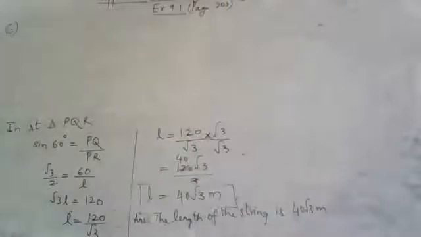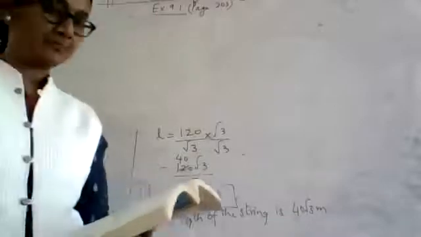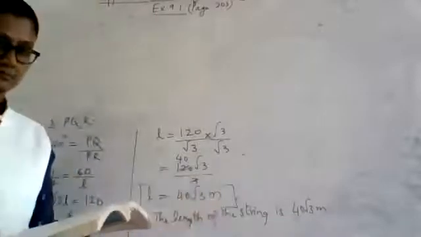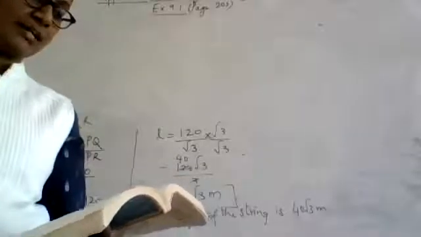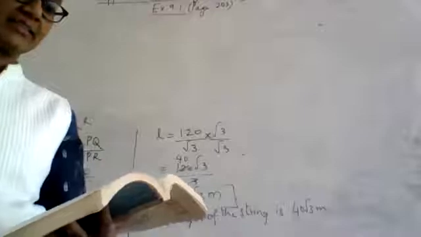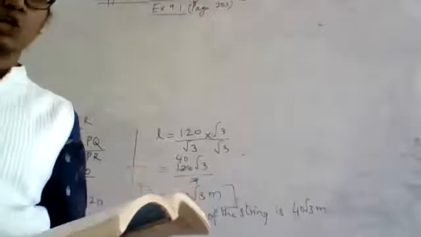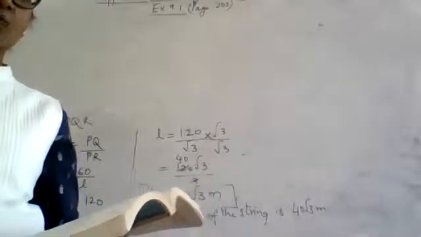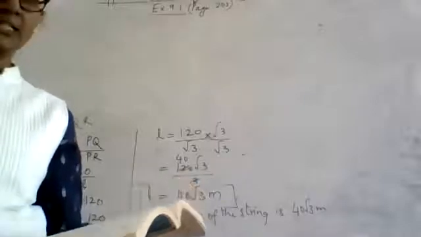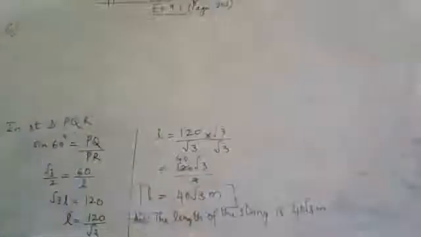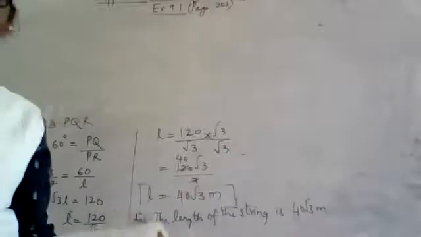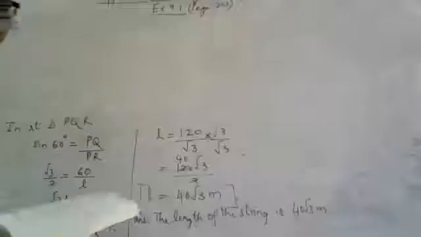Let us try to understand the problem. A 1.5 meter tall boy is standing at some distance from a 30 meter tall building. So you understand now the height of the boy is also given. That means you cannot avoid the height of the observer. So your diagram should be very, very clearly done.